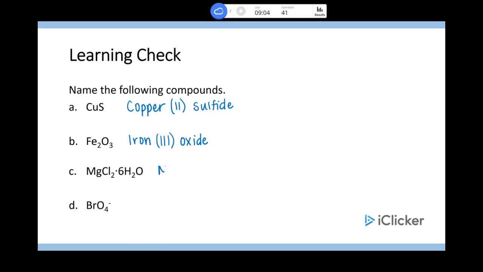Next one, we have magnesium. Do I need parentheses here, the Roman numeral? No, why not? Yes, it doesn't have a variable charge. Magnesium is in the second column. It's always a +2 charge. So we don't need to write its charge. So we have magnesium, and then we have 2 chlorine atoms. So we write magnesium chloride. We have 6 water molecules. So magnesium chloride hexahydrate.